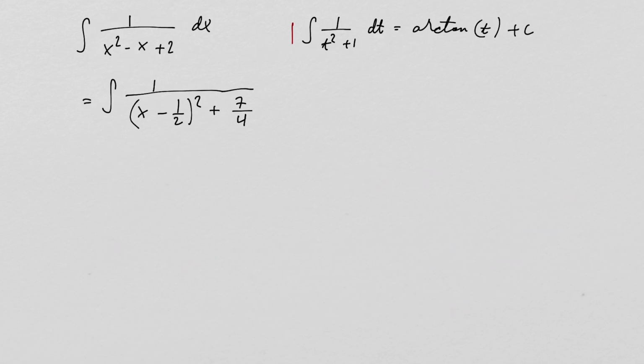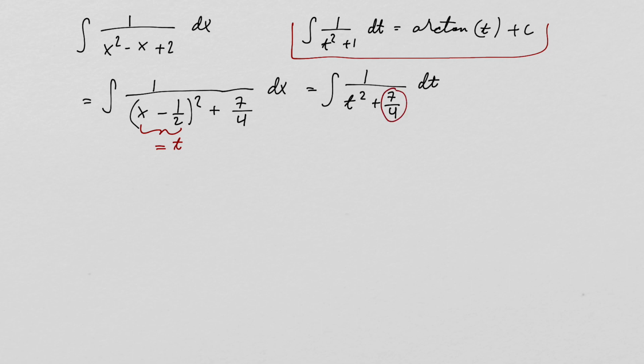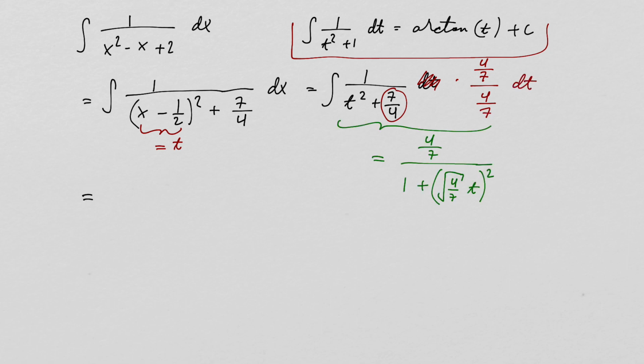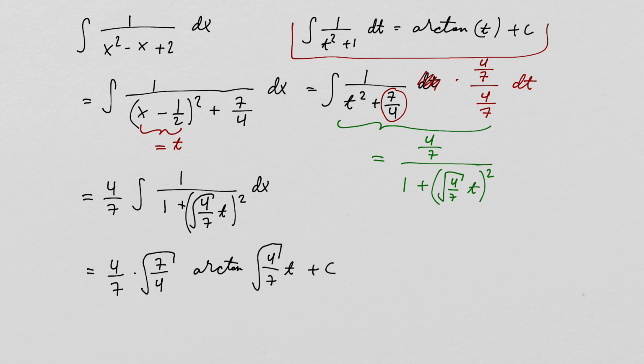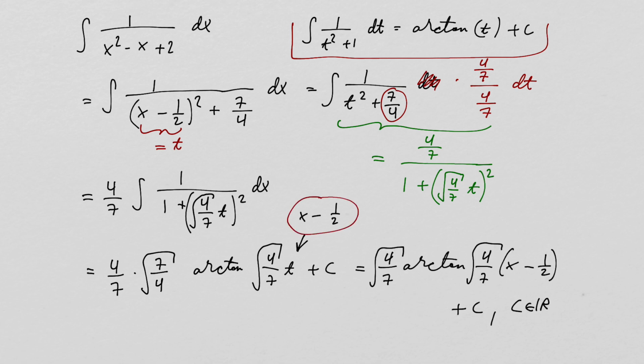We want to use this formula, so let's denote this thing here by t. This term here is troubling us, so let's multiply the numerator and the denominator by 4 over 7. This is what we have. Then we have done the integration. We can remember what t is. And our answer is ready.